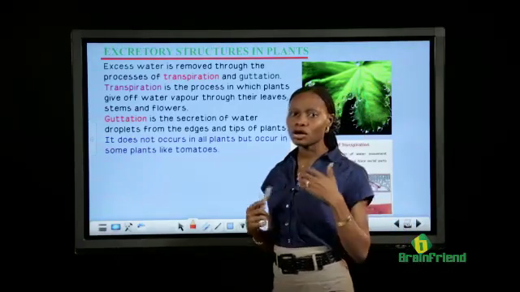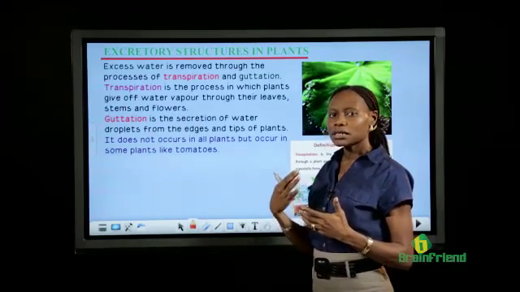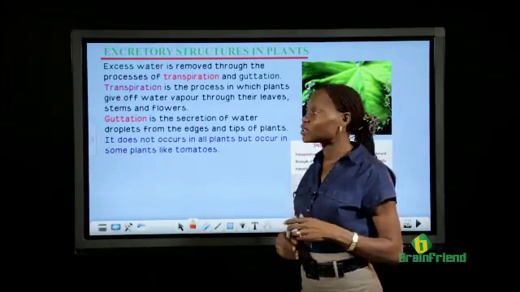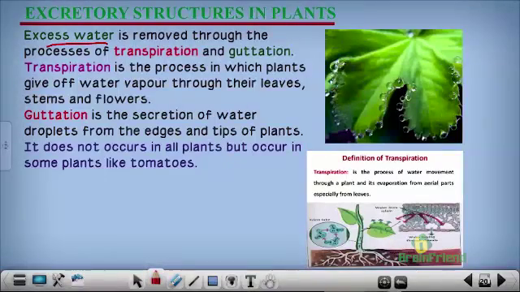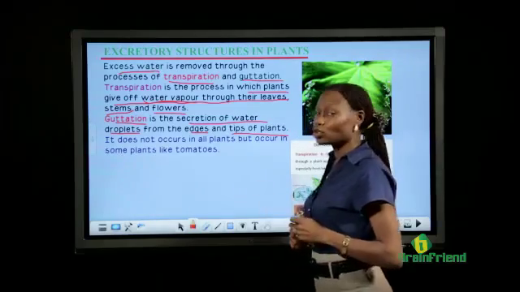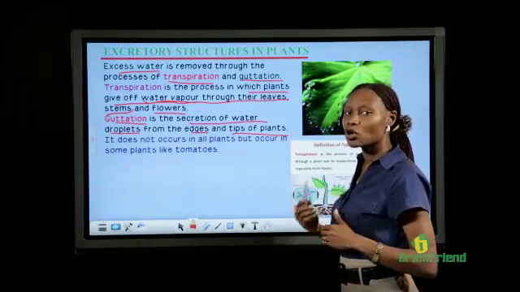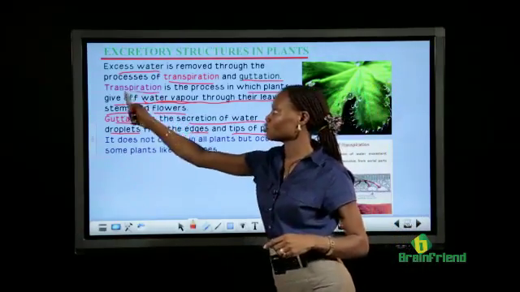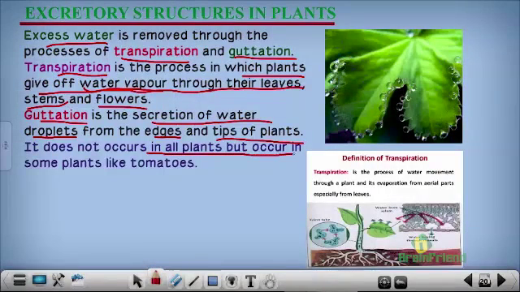However, plants still look for a way to remove some substances that are not good for the body, especially excess water. And it's removed through the process of transpiration and guttation. What is transpiration? Transpiration is a process in which plants give off water vapor through their leaves, stems, and flowers. Guttation, on the other hand, is the secretion of water droplets from the edges or tips of plants. We should note that guttation does not necessarily occur in every plant. Even though transpiration does occur in every plant, guttation occurs in some plants, for example, tomatoes.